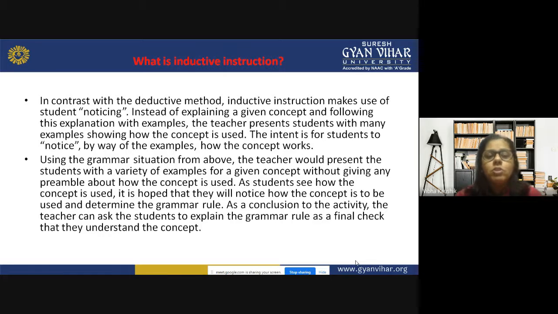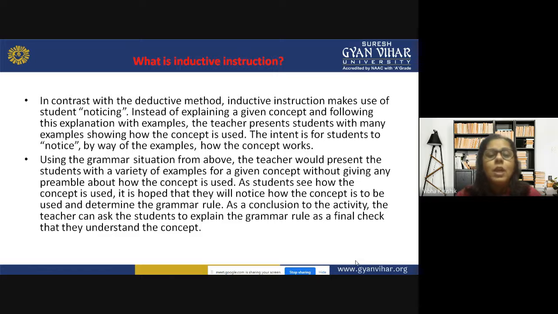Using the grammar situation from above, the teacher would present the students with a variety of examples for a given concept, without giving any preamble about how the concept is used. They are not focusing on how that concept has to be used. They are just giving a variety of examples related to that.